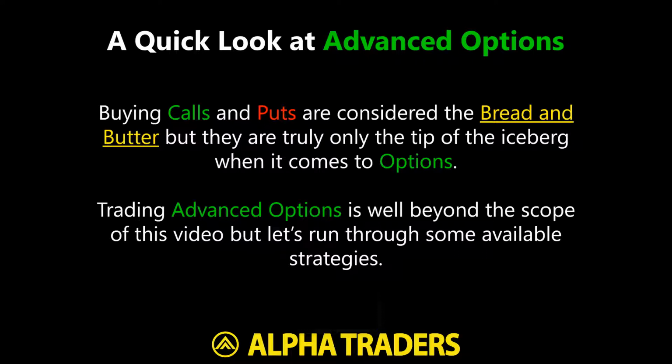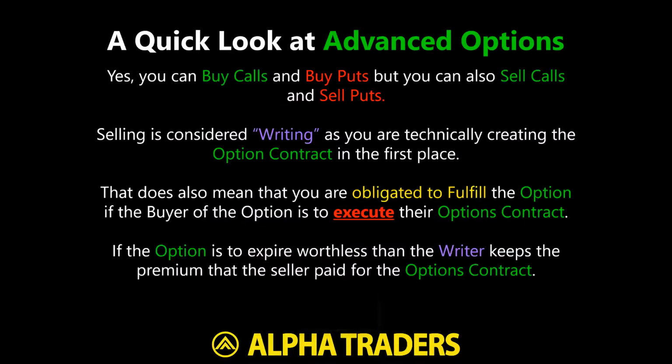Buying calls and puts are considered the bread and butter, but they are truly only the tip of the iceberg when it comes to options. Trading advanced options is well beyond the scope of this video, but let's run through some available strategies. So yes, you could buy calls, you could buy puts, but you can also sell calls and you can also sell puts. Selling is considered writing, as you are technically creating the options contract in the first place.